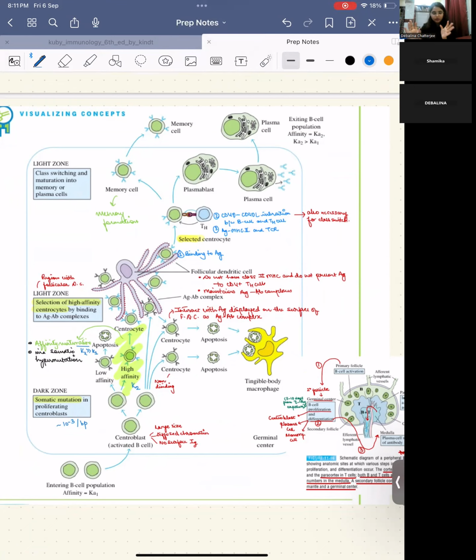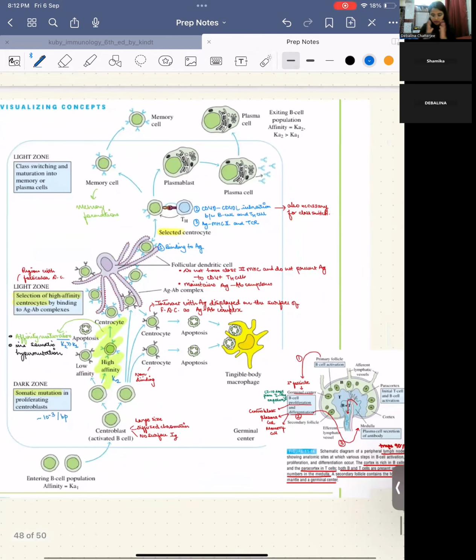Take a moment, have a look, because multiple things are mentioned in this diagram, as we have also previously discussed, and then ask me which things are confusing you right now.